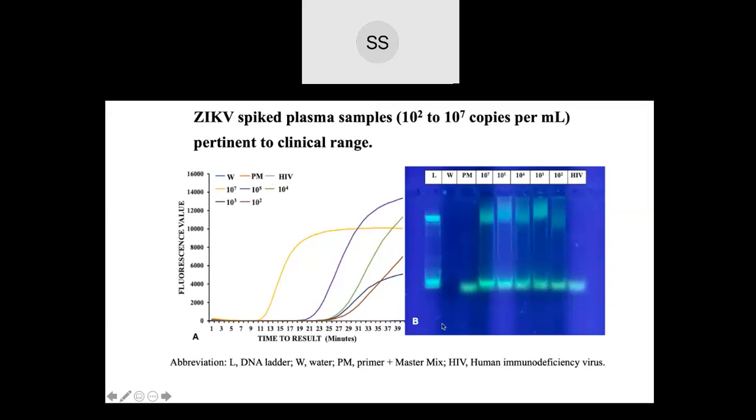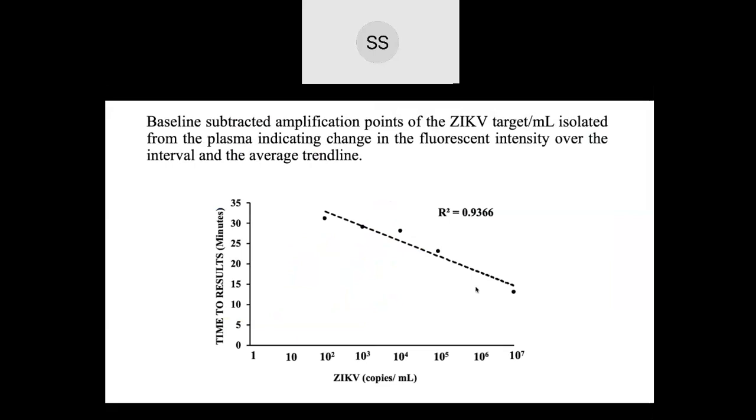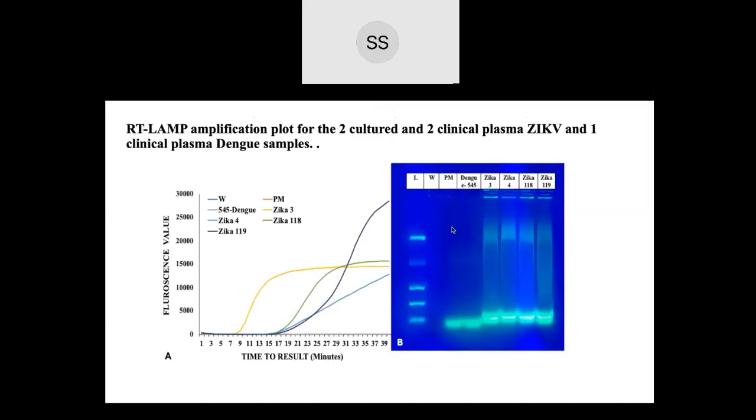These results were further validated with a 1% gel electrophoresis, and long sharp bands could be seen in the wells containing different concentrations of target products. Again, we plotted the baseline value of the targets, and we can see different concentrations showed different amplification times, and we observe a good fitted line with an R-square value of 0.936.